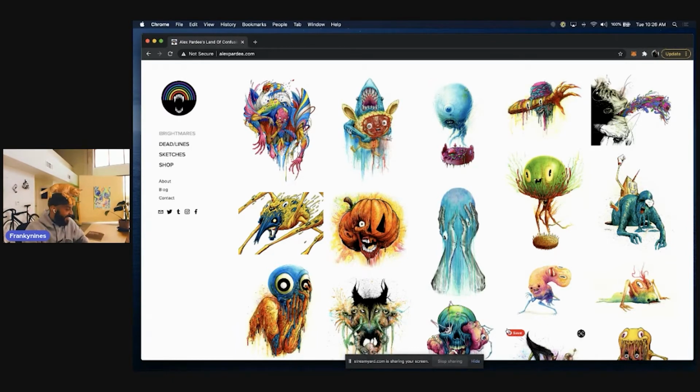It's dope. But looking at his portfolio, very, very clean, big focus on the work. You notice that he has his logo and his brand, but he also has stuff broken out by categories. He's got bright mirrors, he's got deadlines, he's got sketches, and then he has a shop. Alex has always been big in the comic space and the Comic-Con space, and so he's really good at merchandising his work.